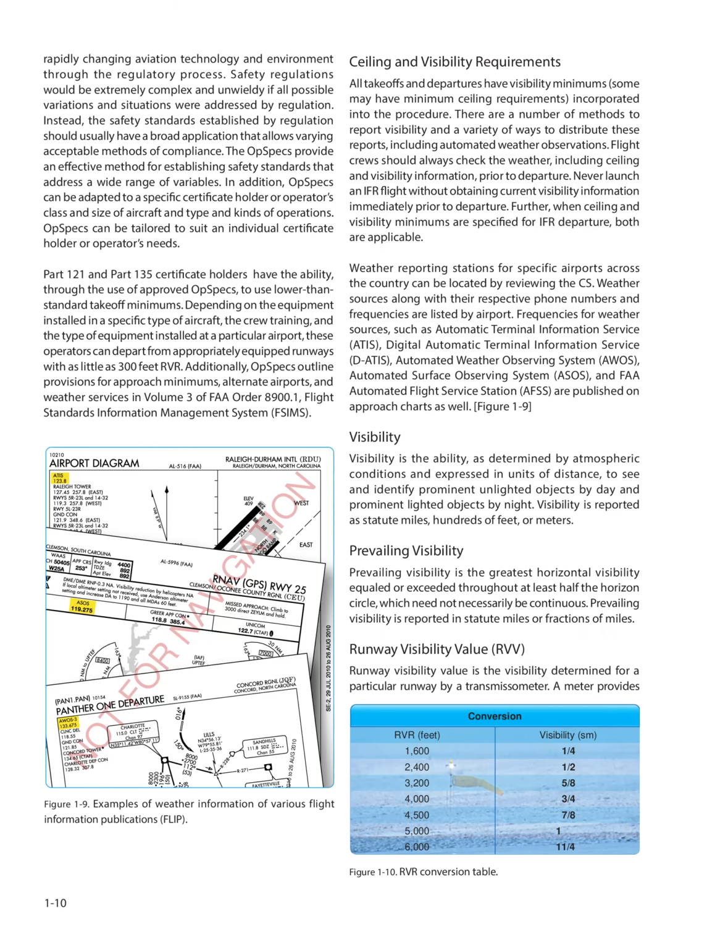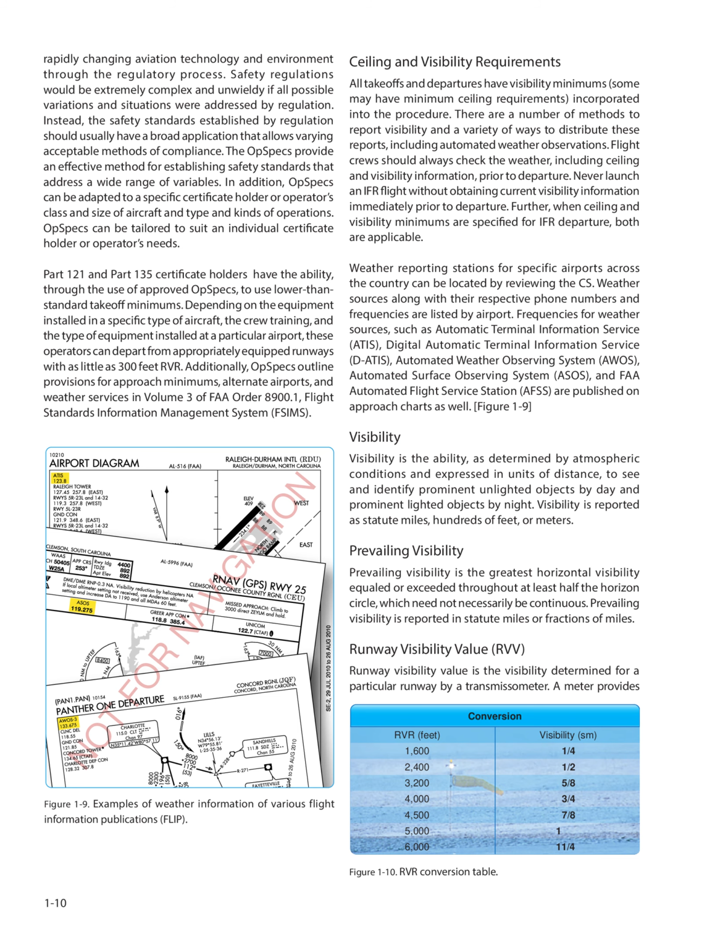Safety regulations would be extremely complex and unwieldy if all possible variations and situations were addressed by regulation. Instead, the safety standards established by regulation should usually have a broad application that allows varying acceptable methods of compliance. The op specs provide an effective method for establishing safety standards that address a wide range of variables. In addition, op specs can be adapted to a specific certificate holder or operator's class and size of aircraft and type and kinds of operations. Op specs can be tailored to suit an individual certificate holder or operator's needs.